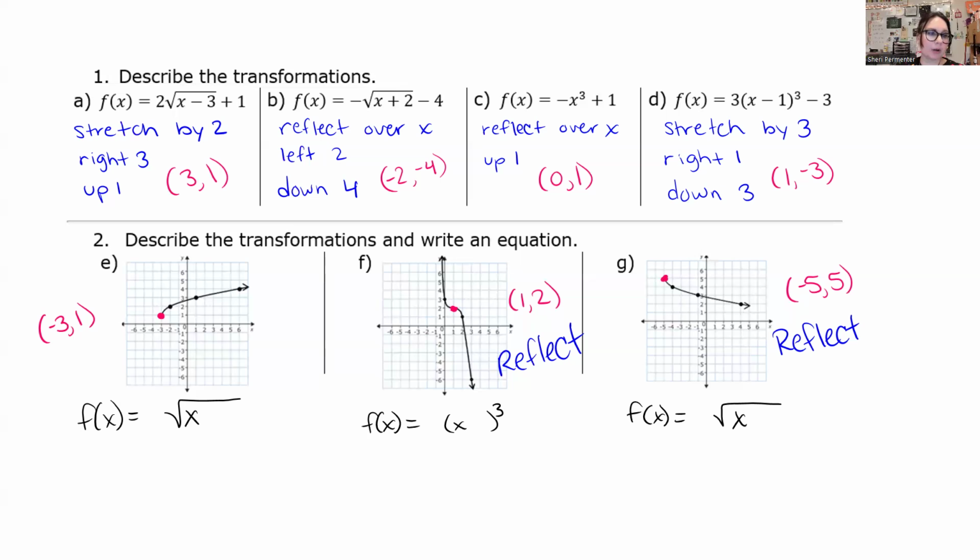And now I just plug in what I know. So for the first graph, there's no reflection. There's no stretching. So all I have to do is plug in my starting point. Remember that everything with the H is opposite. So I'm going to plug in +3 and then +1.